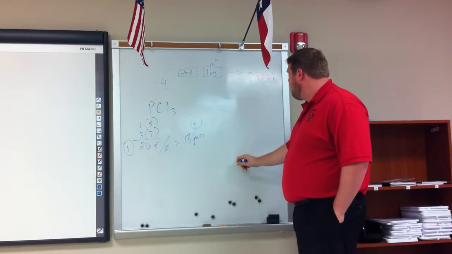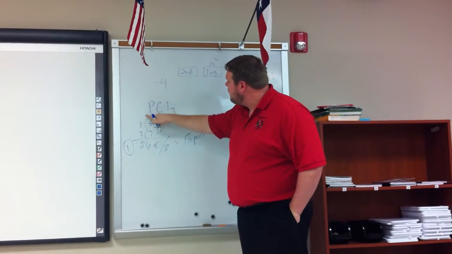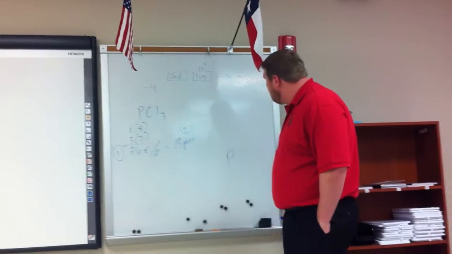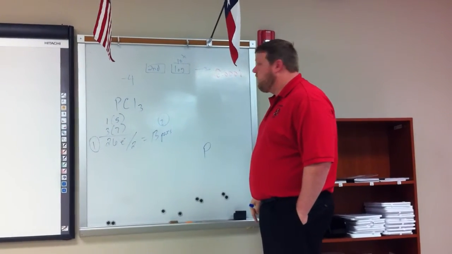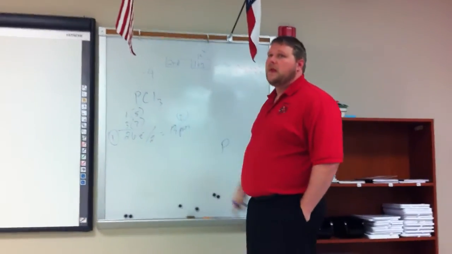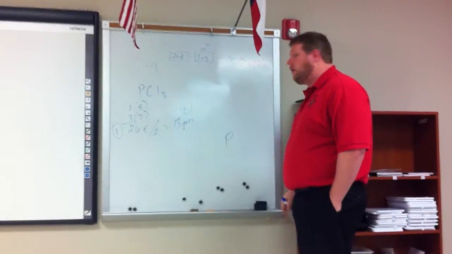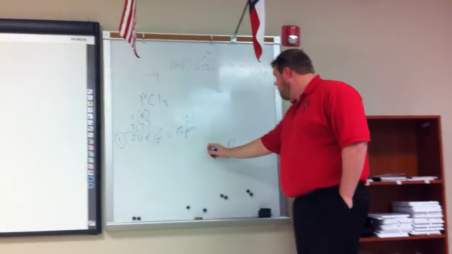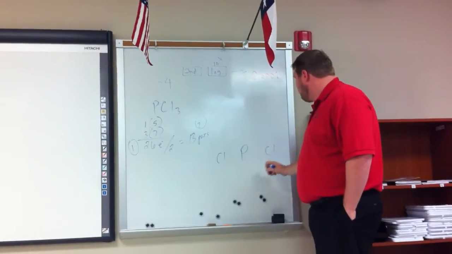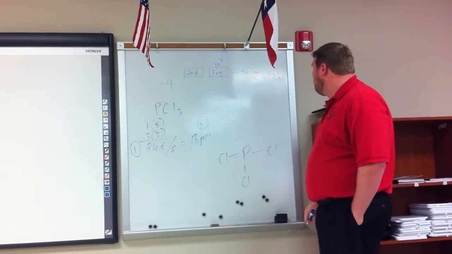Next, we want to pick the central atom. Now, the central atom is easy to pick out. It's usually, almost always, the one you have the least of. The technical way to find it is the least electronegative in the formula. So we just then put the terminal atoms. So we have central and terminal atoms. Terminal means on the outside or ending.